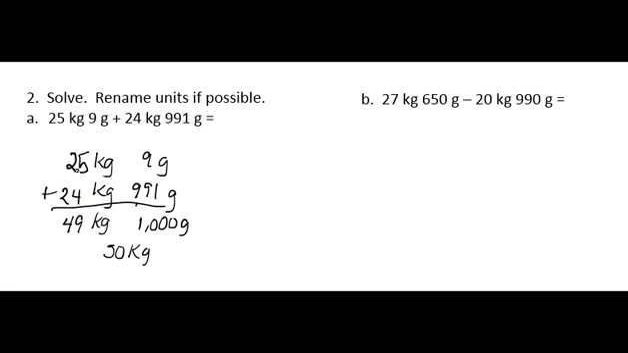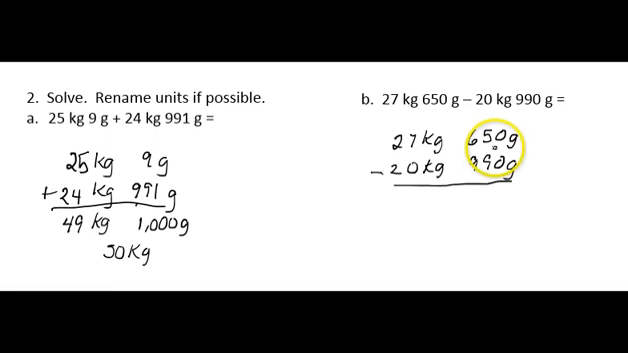The next question is a subtraction problem. So I have 27 kilograms and 650 grams. I'm going to subtract 20 kilograms and 990 grams. Well, 650 minus 990, that's telling me that I need some more grams over there in order to do that.